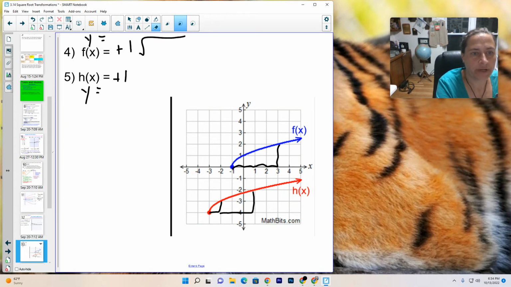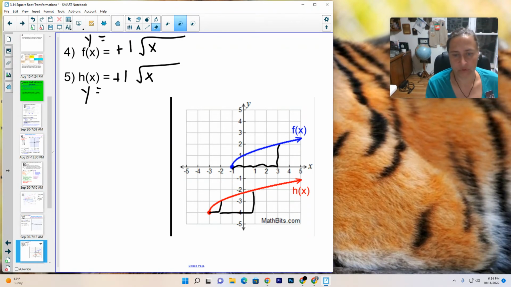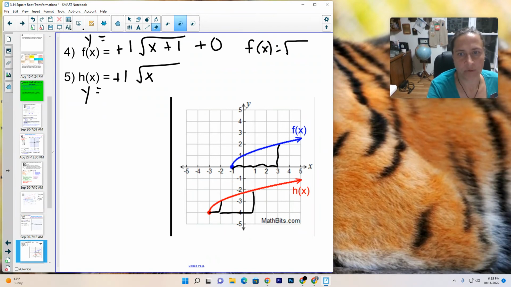Now we are square rooting, and we have our x. We got to figure out where it moved to. So the first one moved back 1, so plus 1. Then it didn't move up or down at all. We could put the 0 in there if we wanted. We could also simply say f of x equals the square root of x plus 1.